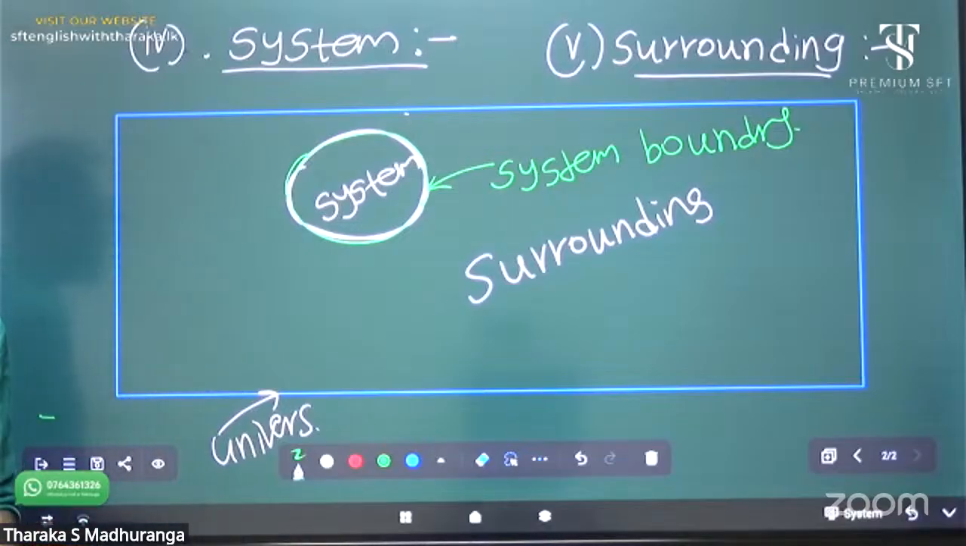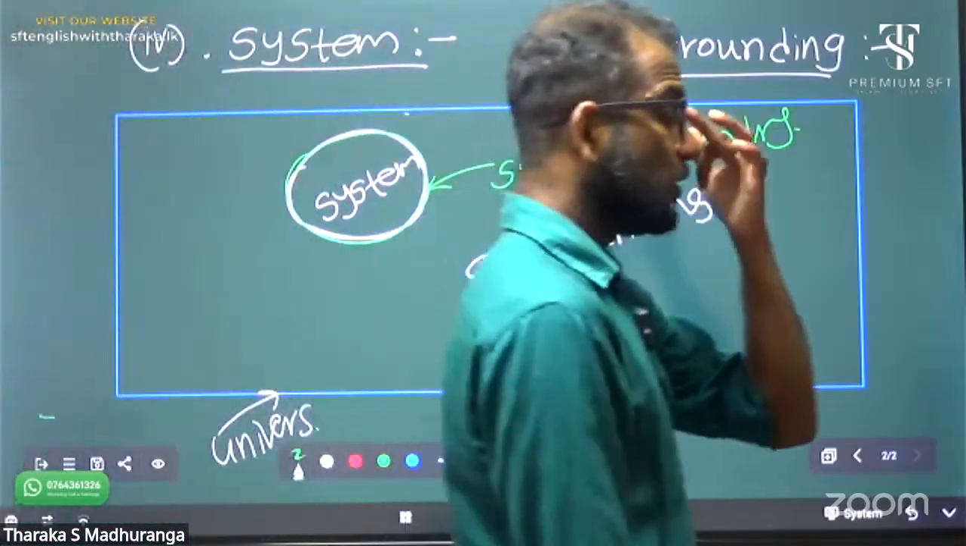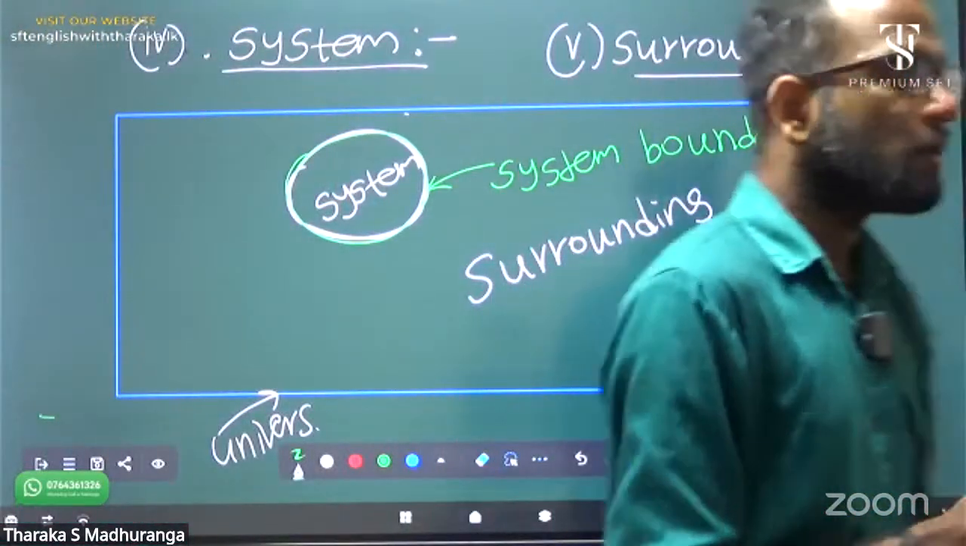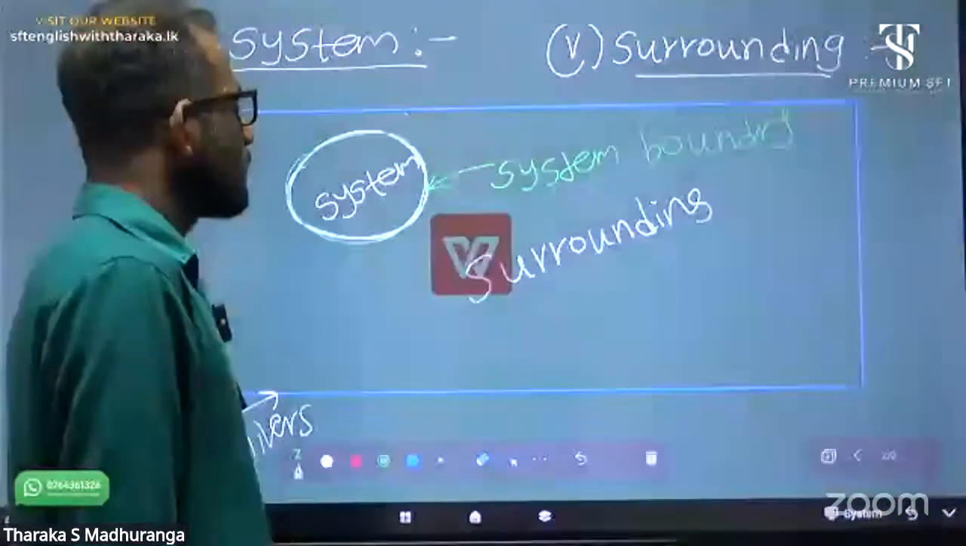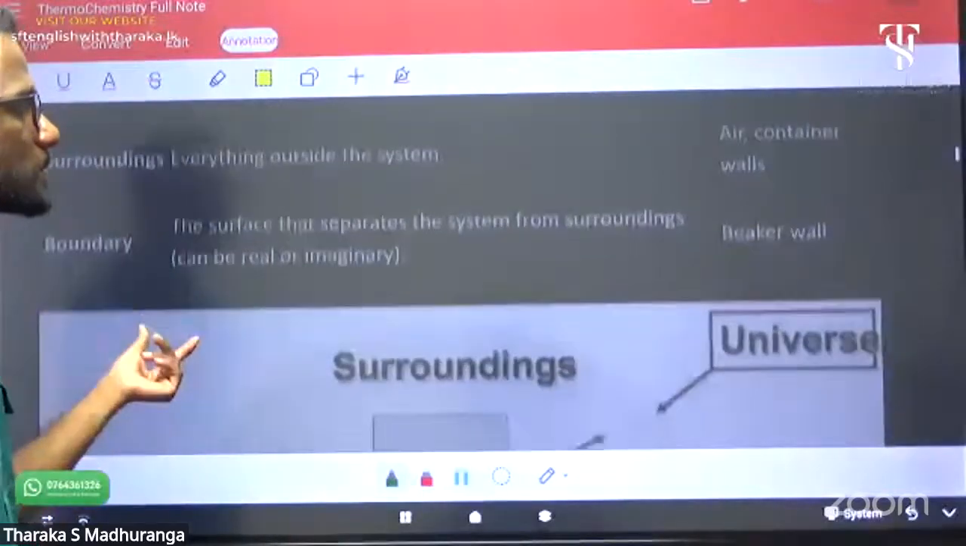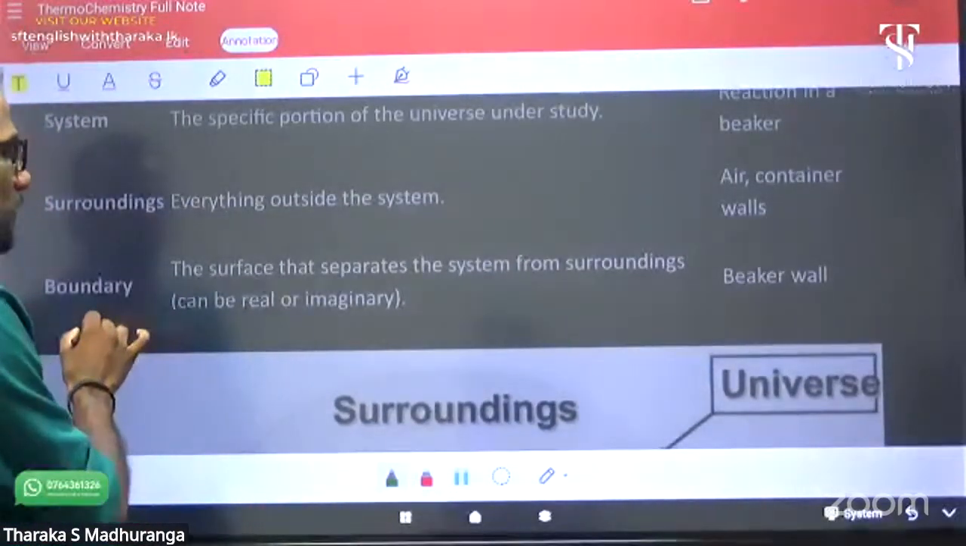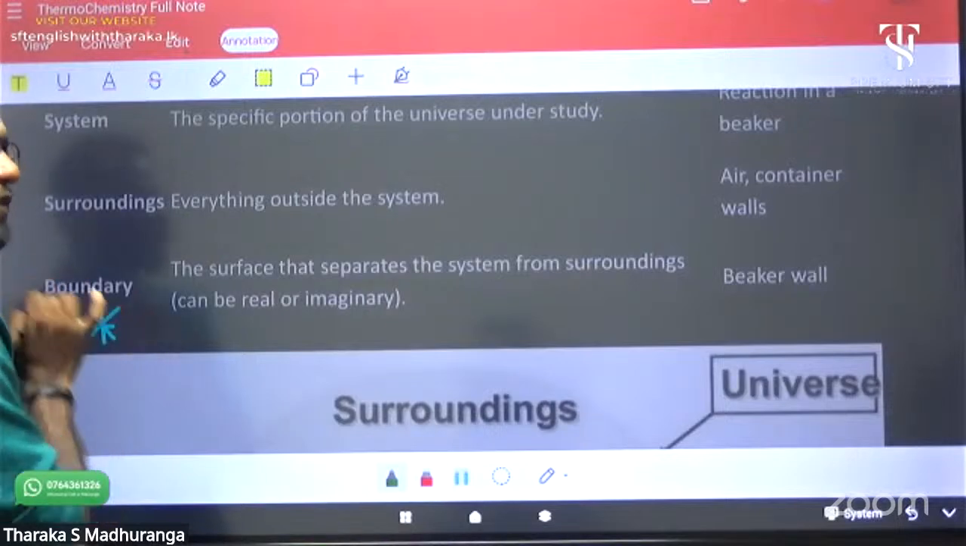The separating surface between the system and the surrounding is called the system boundary.